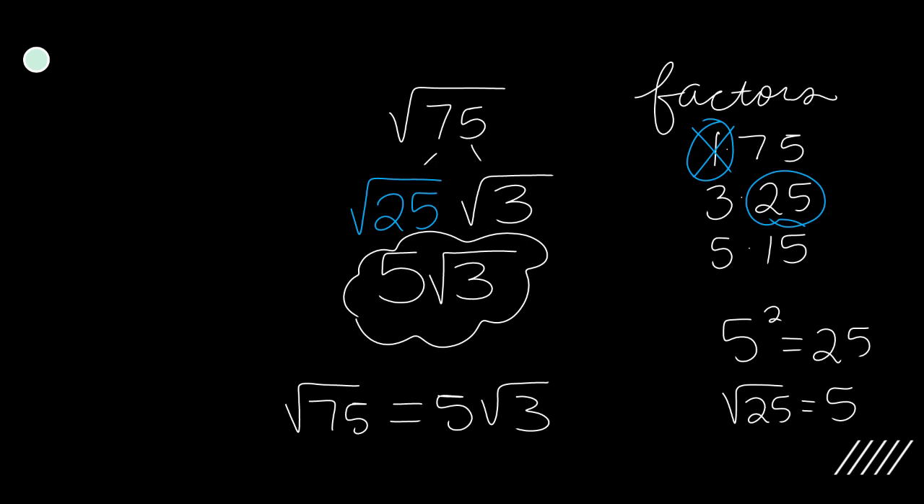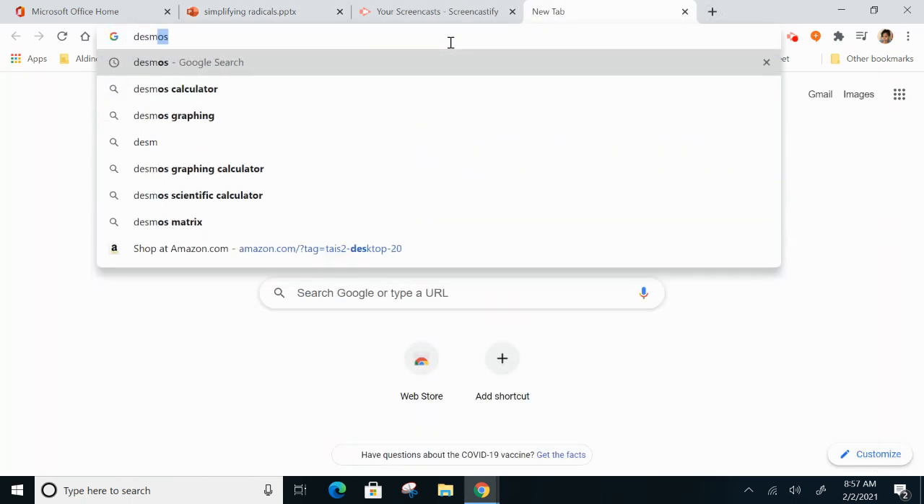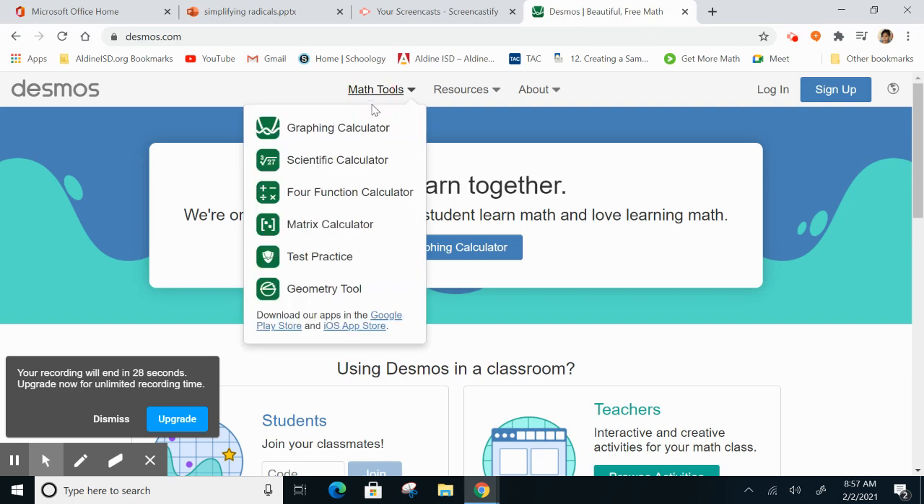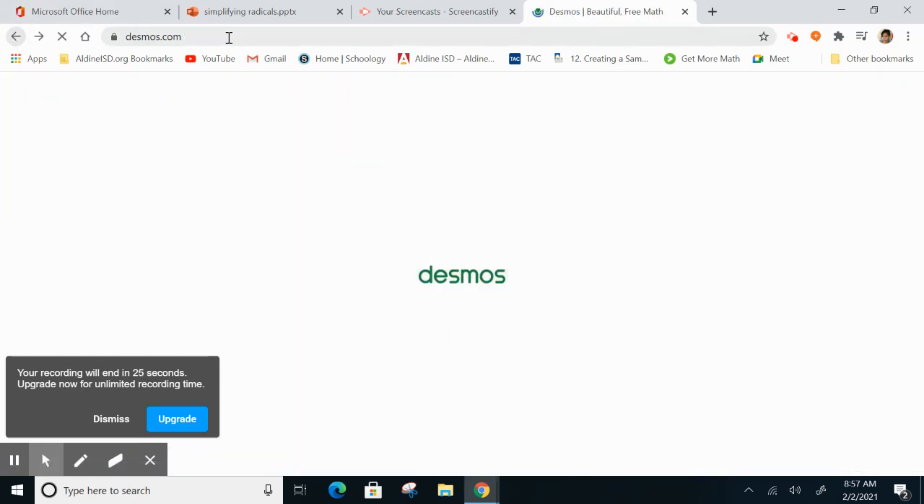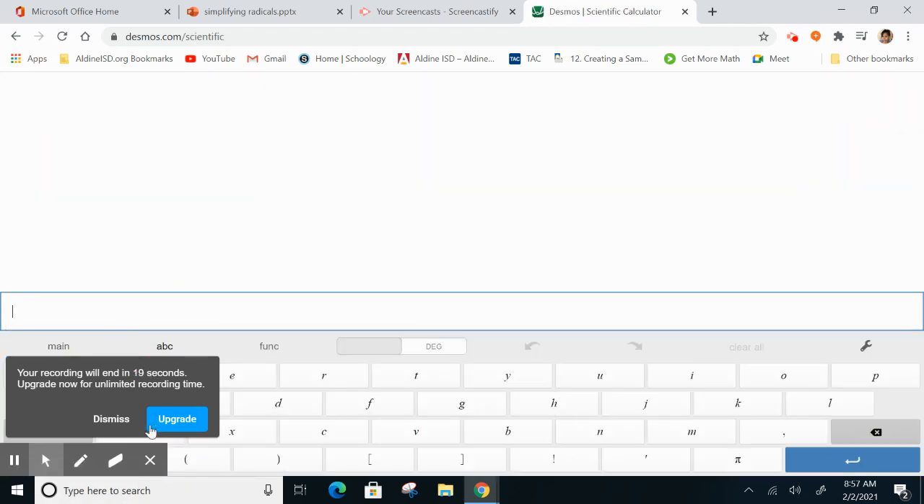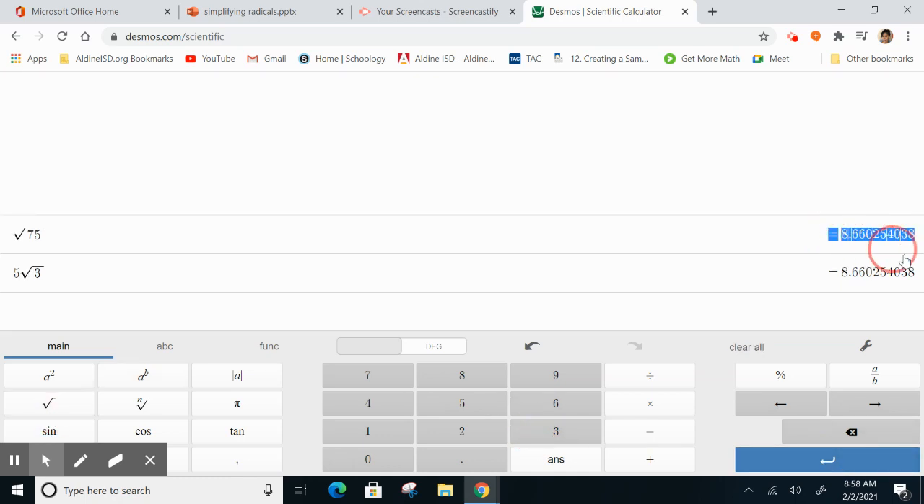Okay? Now we can check that if we use our calculator to see if those numbers are indeed the same. So I'm going to just quickly go to Desmos. And if I put those in, they should come out to be the same. So we started off with the square root of 75, and we get an answer. And then we said if we simplify it to 5 square root of 3, you'll see that those come out the exact same. See there, they're the same. So that's how I know that my answer is correct.